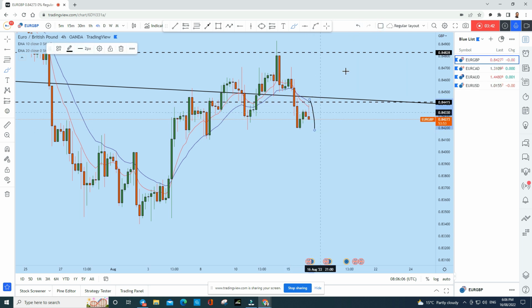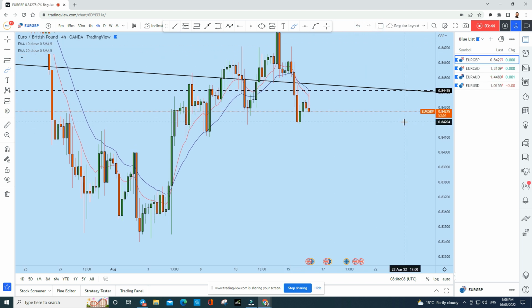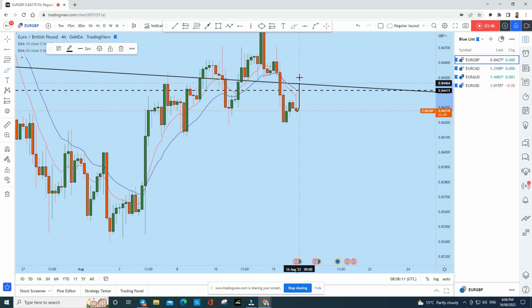Now it is rejecting. But what I think Euro GBP might do is go another spike to the upside to test the neckline of this head and shoulders properly, and also test this long term trend line. And from this zone we could see Euro GBP rejecting again, as we are running a short trade from this zone.